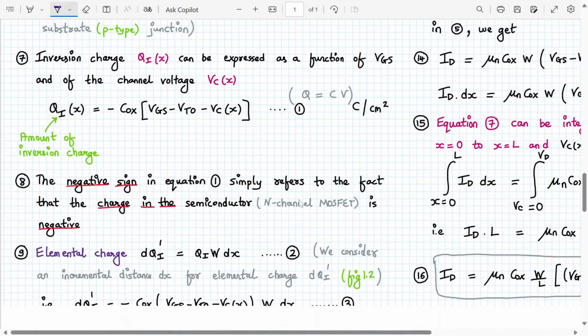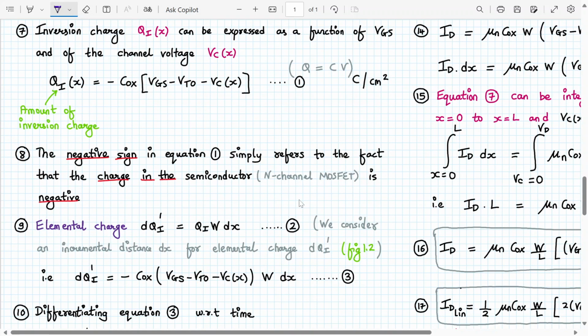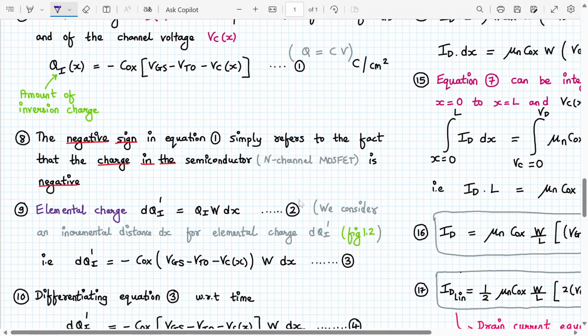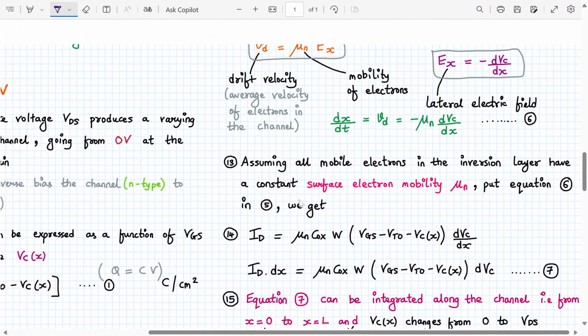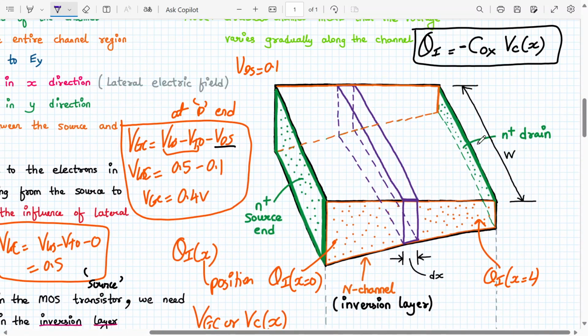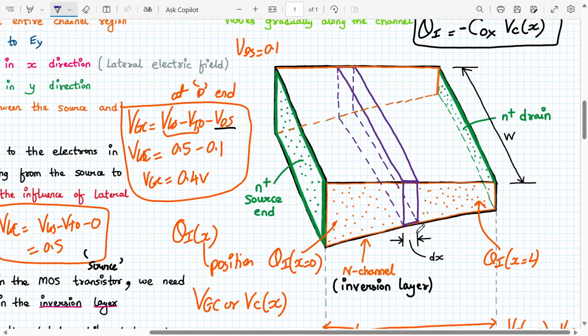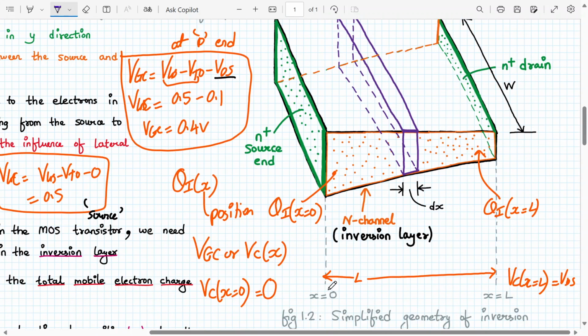Alright. So the negative sign, as I have told you, refers to the fact that the charge in the semiconductor is negative on the n channel MOSFET. Now what we do is we take an element in charge. We want to find an area, right? So what do we do? We integrate. For integration we take a small patch of this entire chunk of n channel. That small patch distance is dx. We take a small element from there and then we integrate from x equal to 0 to x equal to L. That will give us the entire current equation.